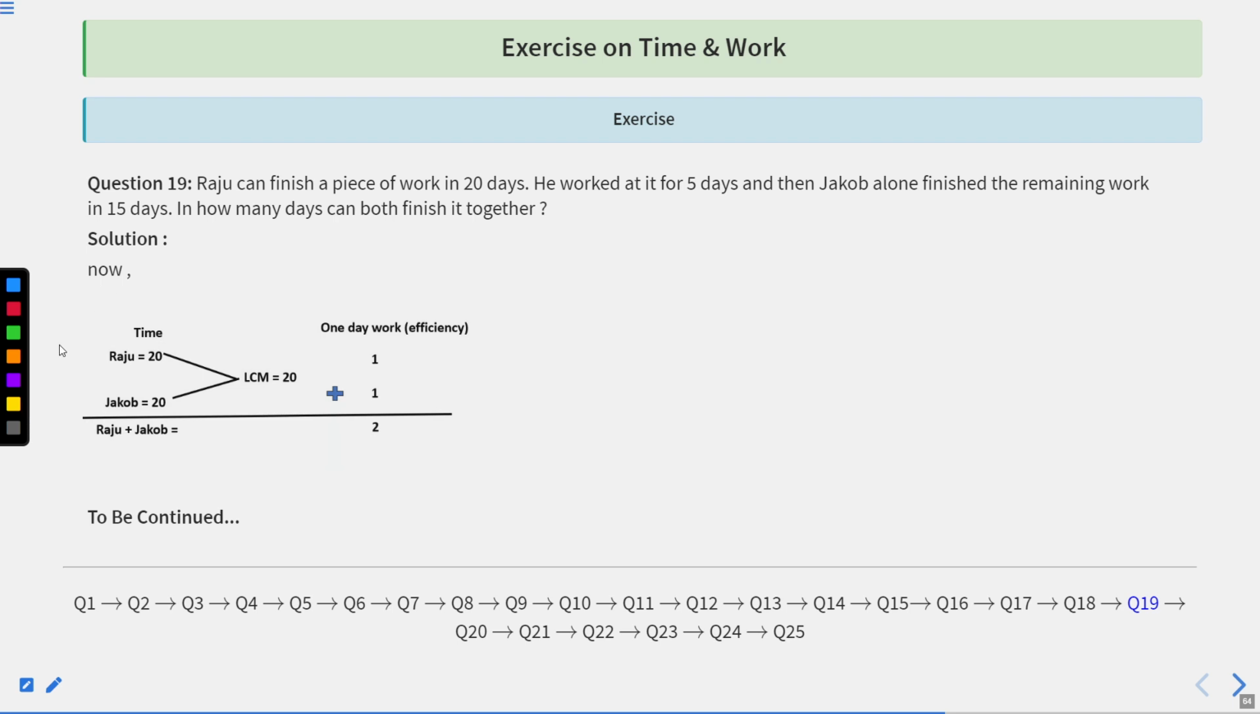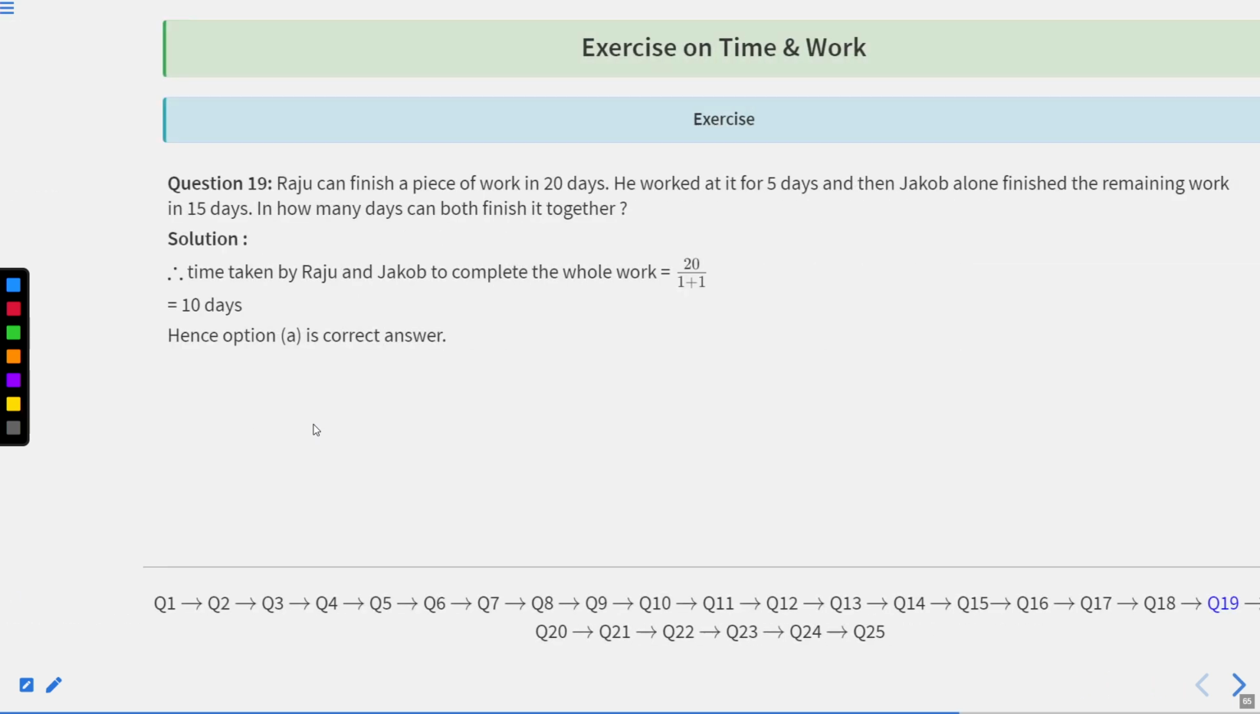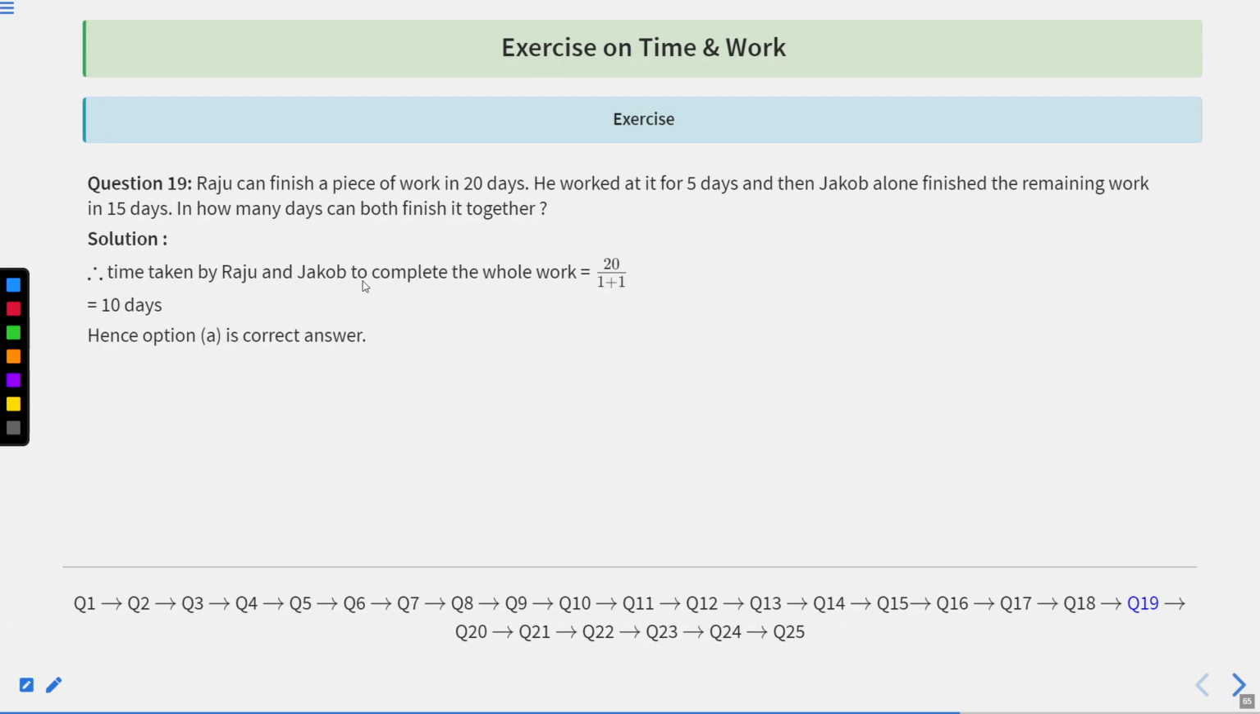So now Raju takes 20 days, Jacob takes 20, so the LCM is 20. So the 1 day work efficiency of Raju is 1 and Jacob is 1. So combined, they would do 2 units of work each day. Therefore, the time taken by Raju and Jacob to complete the whole work is 20 upon (1 plus 1), that is 10 days. So the correct option here is option A.